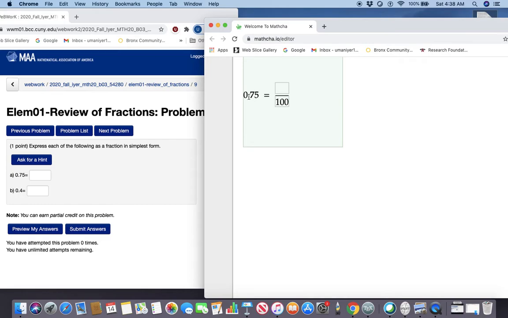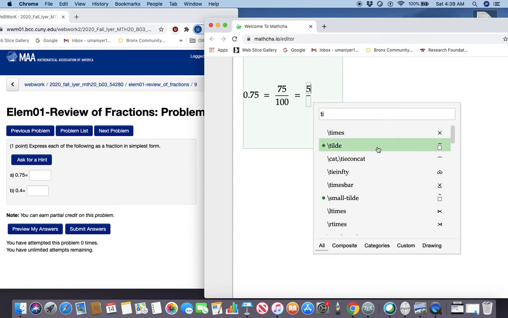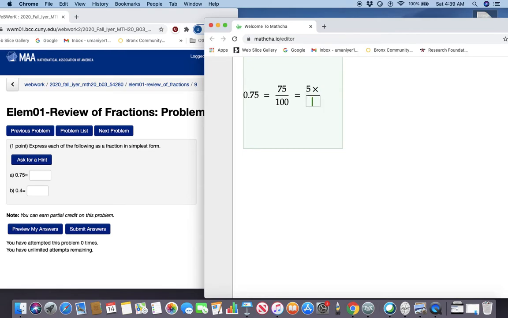Now I can forget the decimal point and write the number as it is. 0.75 is nothing but 75 over 100. Okay. Now they want you to write the fraction in its simplest form. So you need to reduce. So notice that 75 ends in a 5. This ends in a 0, which means 5 goes in both. 5 is a factor in both.